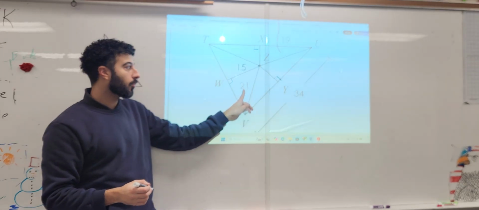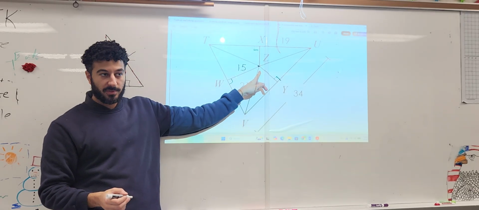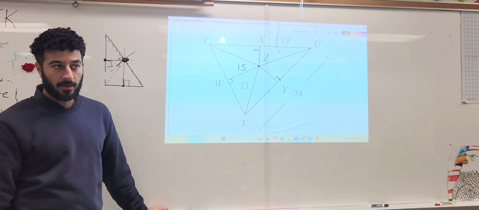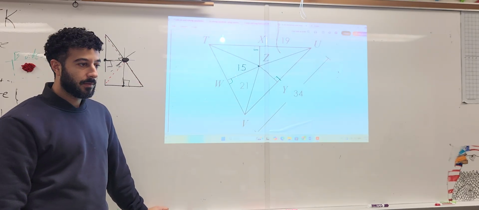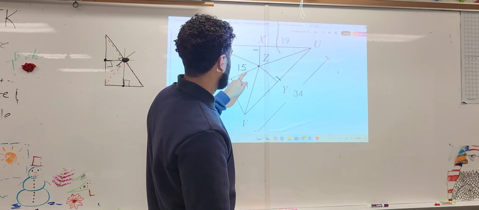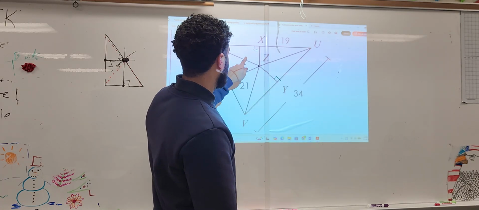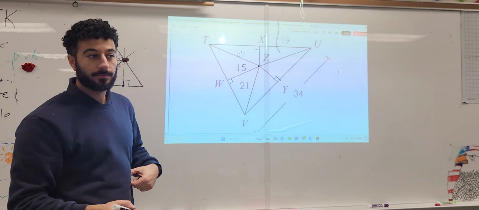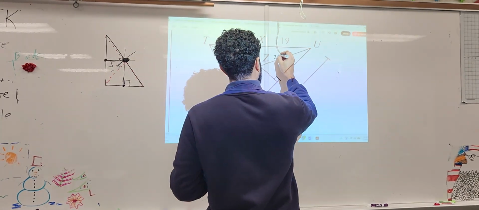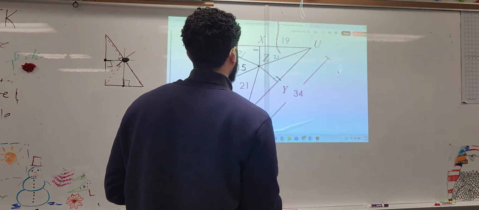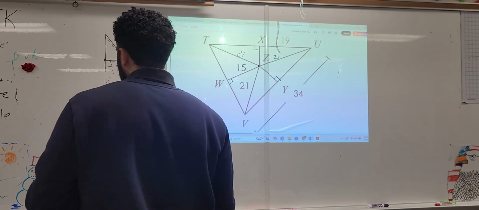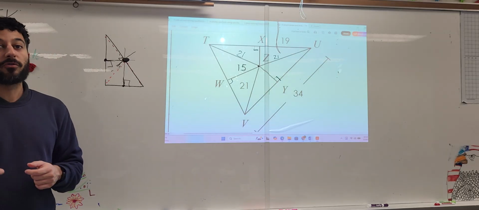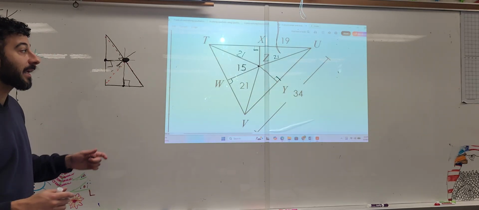Wait, this length here, 21. Look at that. That's from the circumcenter to one of the vertices. What other segments have to be 21 then? T and U. I thought it was TZ. Oh, TZ is one of them. Yeah, TZ. That's what I meant. Okay, what's the other one? UZ also has to be 21. Yeah, definitely. Okay, so the three segments that go from the circumcenter to the vertices are all of equal length, and all of them are 21.